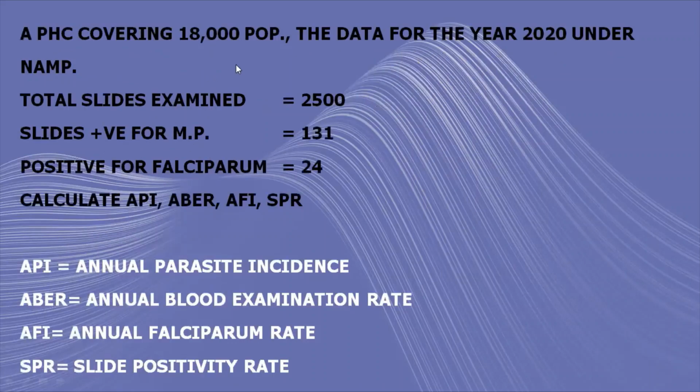Now coming to a PHC covering 18,000 population, the data for year 2020 under National Anti-Malaria Program. So total slides examined are 2,500. Slides positive for malarial parasites are 131, and out of this 131, positive for falciparum are 24. So we should not combine these two. Out of 131, 24 are falciparum, rest of them are other malaria. Now what do we have to calculate? Annual parasite incidence, annual blood examination rate, annual falciparum incidence, and slide positivity rate. So these are the four things which we have to calculate.